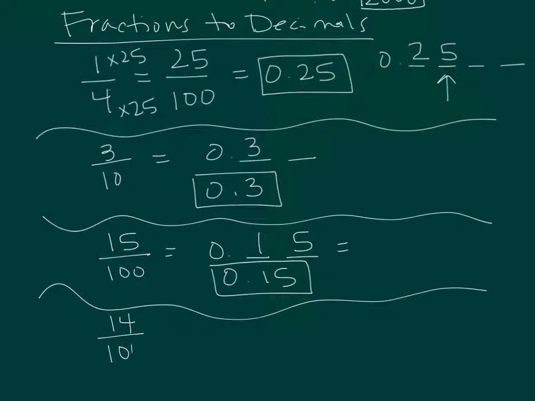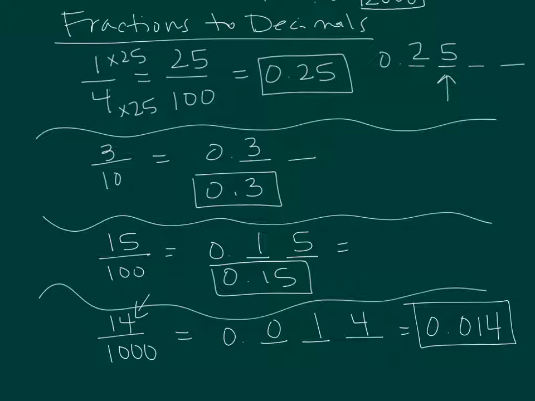14 out of 1,000. Well, we have a thousandths place, and if it's a thousandths question, 14 in the thousandths place, then we just need to go 0 point, not the tenths, not the hundredths, the thousandths. That last digit has to go in the thousandths place. That means the 1 would go here. Oh my goodness. What do I do here? 0. You're right. 0.014. Because that says 14 thousandths.